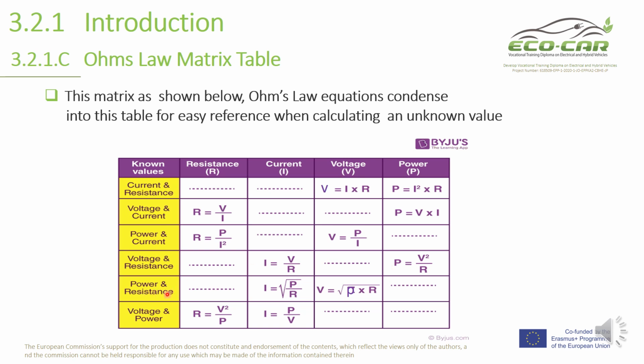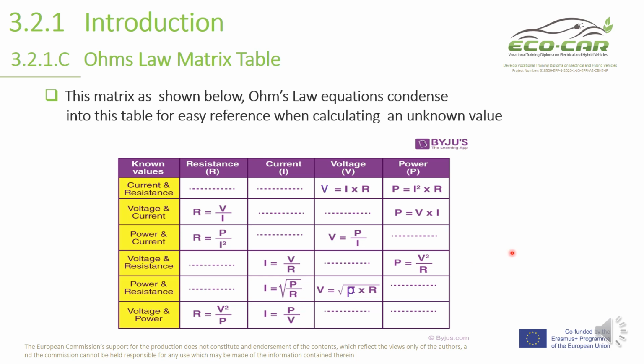If power and resistance are known, we can find the current, square root of power divided by resistance, or also we can find the voltage, square root of R multiplied by the power. Also, if voltage and power are known, we can find the resistance, voltage squared divided by power, and also can find the current by dividing power by volts.